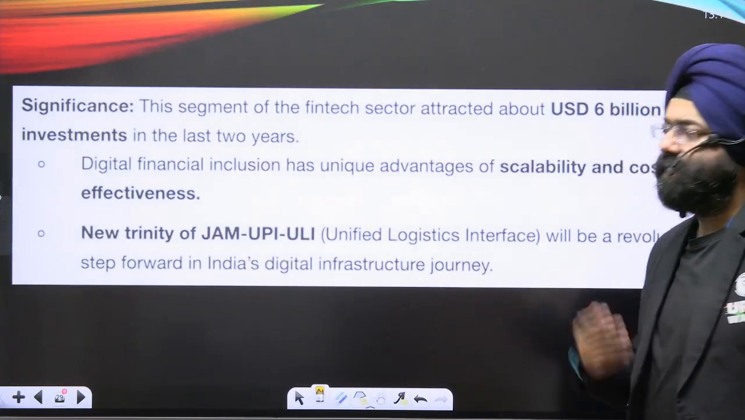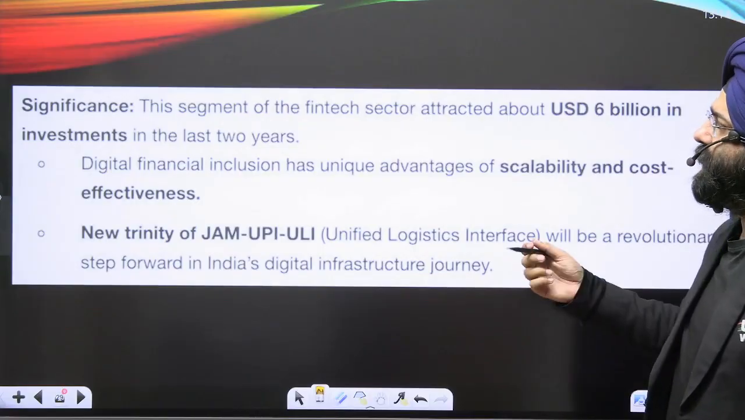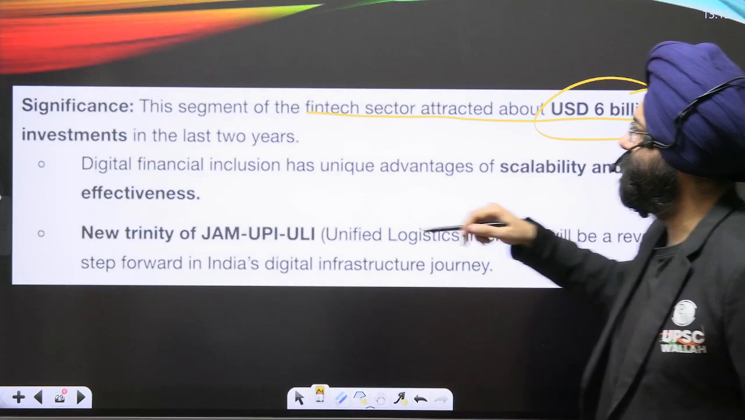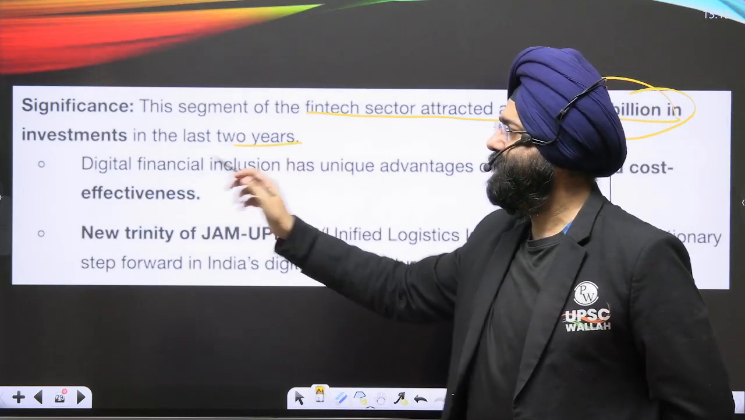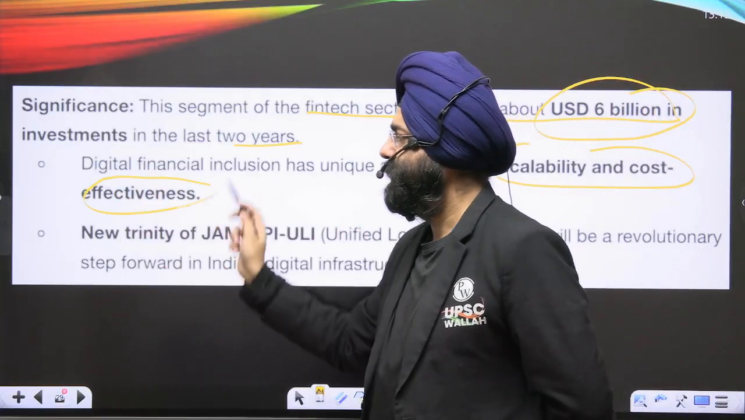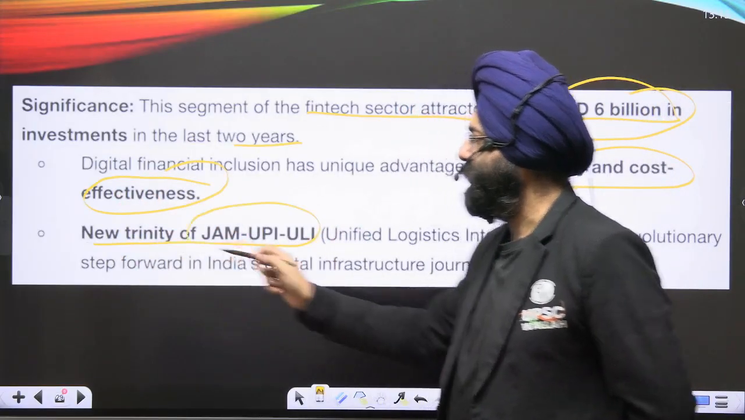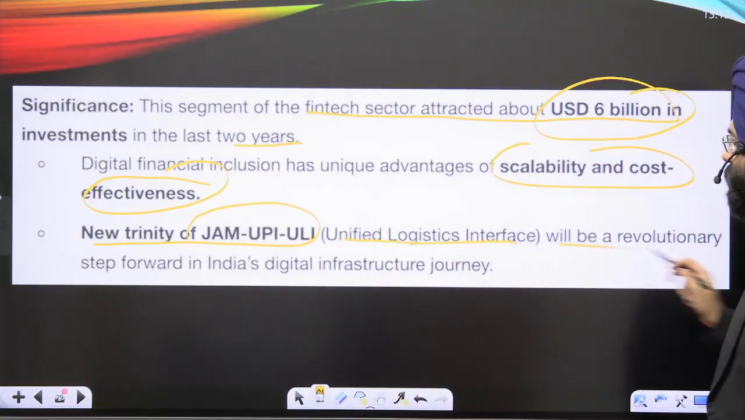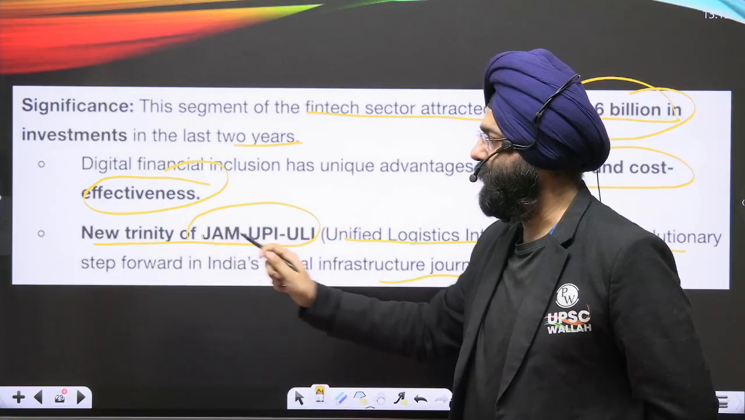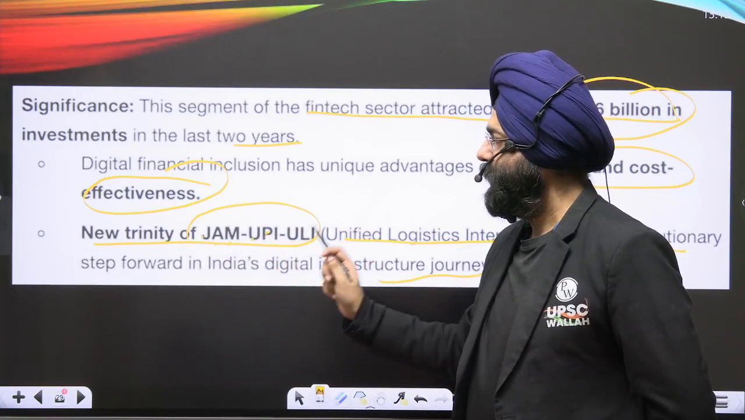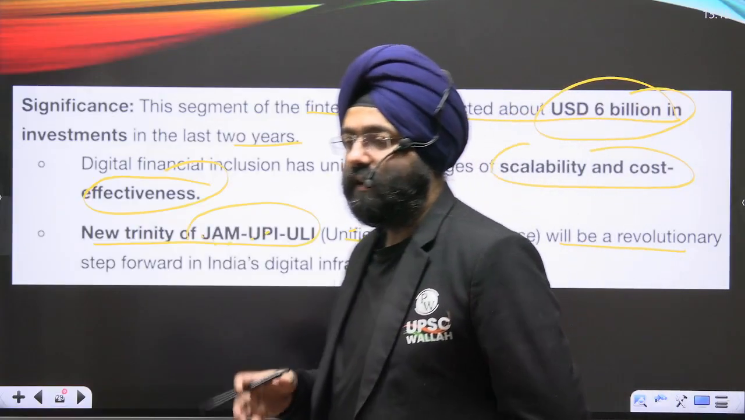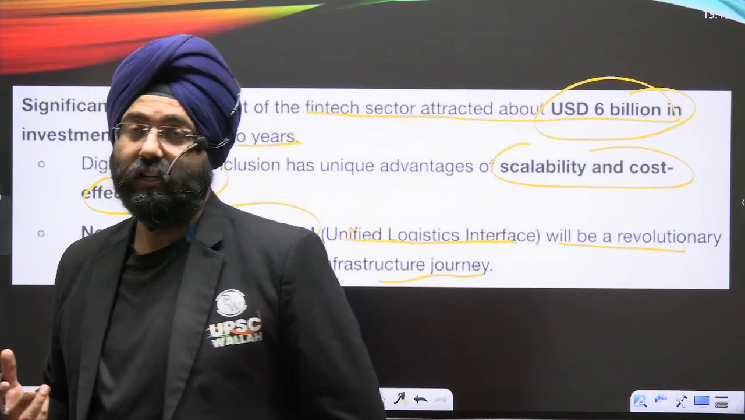Now, let us see the significance also. You realize that UPI, this segment of the fintech sector, has accelerated to $6 billion in the last 2 years. This has basically led to what? Financial inclusion, cost effectiveness. The new trinity of JAM, UPI, Unified Logistics Interface will be a revolutionary aspect. JAM is Jandhan account, Aadhaar and mobile. UPI is Unified Payment Interface. ULI is Unified Logistic Interface. So what basically that will lead to is greater penetration of UPI and greater usage and ease.